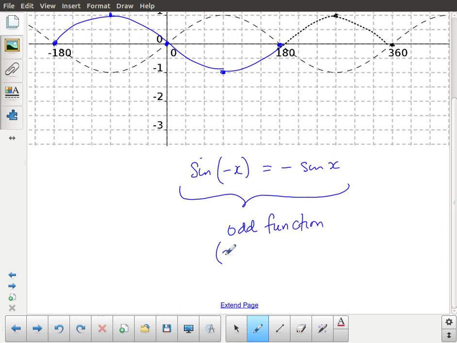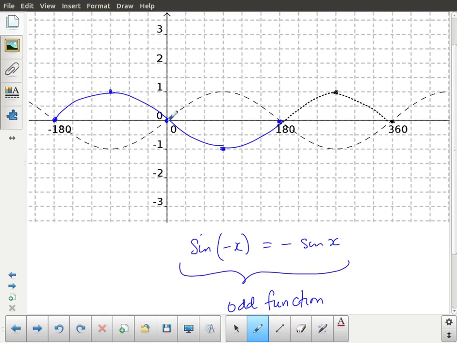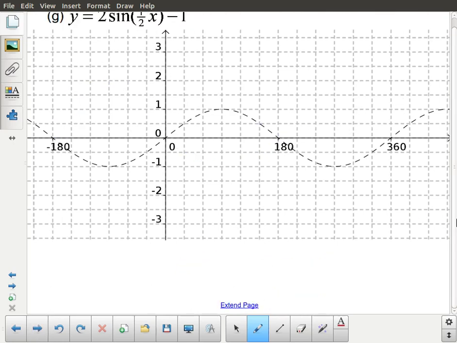Odd meaning symmetry. So sine is a function that has odd symmetry. It's also known as rotationally symmetric. If I rotate the sine function through 180 degrees, I end up back at the same function again. So this is a definition that the horizontal reflection and vertical reflection produce the same effect. That is a result, or that is an indicator of odd symmetry. I don't know if that tangent was worth it.